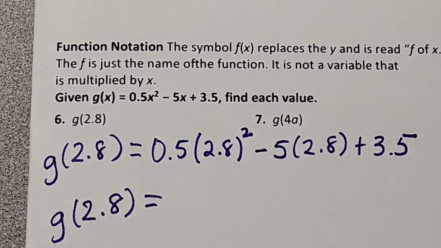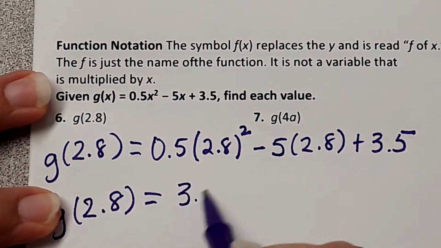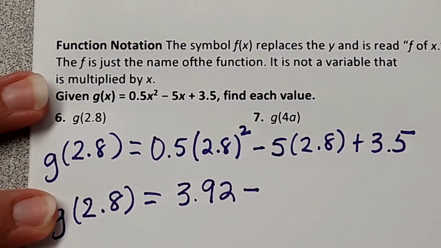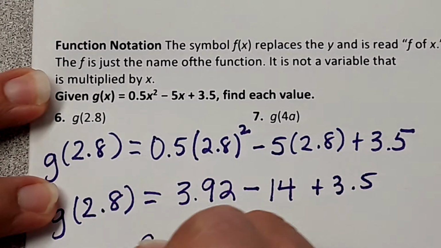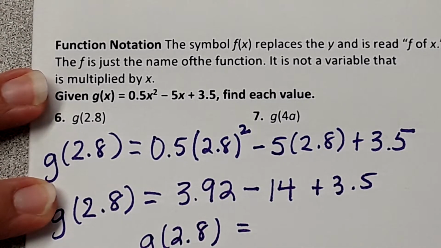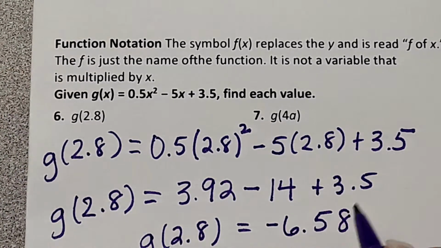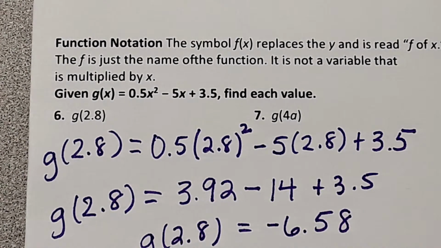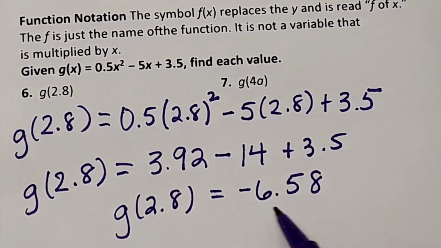I just want you to know I am doing this in my calculator. Remember, this is 0.5 times 2.8 times 2.8. I got 3.92 here minus 14 plus 3.5. I got negative 6.58. How did you guys do? What did you guys get? So that means when you plug in 2.8, you get negative 6.58.